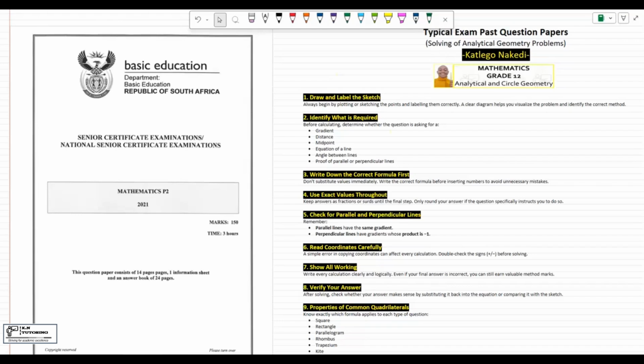On this lesson, we will be going through a typical exam question paper, a question paper that was written in 2021 May/June. It was a National Senior Certificate paper, or matric rewrite. We'll be going through question 3 and question 4 of that particular question paper, and as mentioned, we are doing analytical geometry.